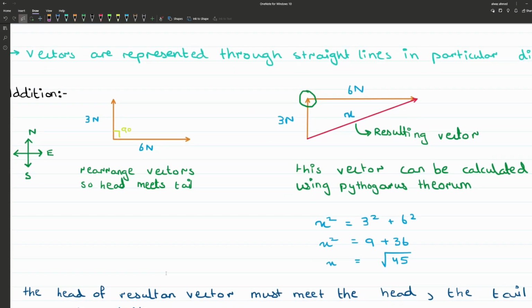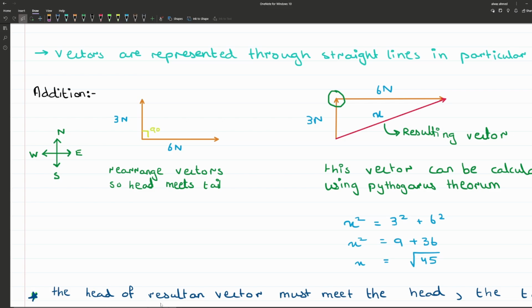Okay, so let's zoom in. In this example, we can see that this is the head of the 3 Newton force and this is the head of the 6 Newton force. This is the tail of the 3 Newton force and this is the tail of the 6 Newton force. But the heads are not meeting the tails. So we need to arrange these vectors somehow so that one of the heads meets one of the tails. So what we do is we take this 6 Newton vector and we move it upwards. As you can see in this part of the example, we have moved the 6 Newton vector upwards so that its tail meets the head of the 3 Newton force.